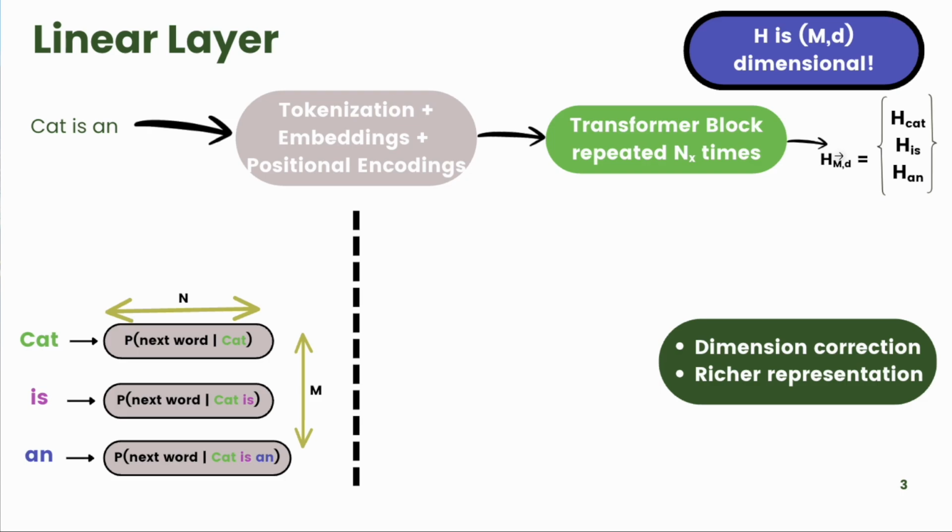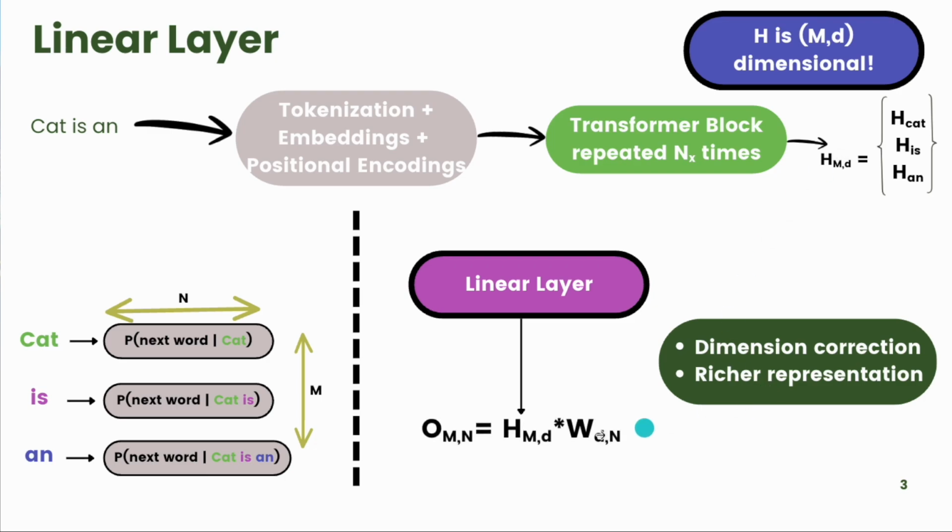So the linear layer is very easy. You just take a matrix W, which is of size D cross N, and you multiply this matrix from the right to the output from the transformer. So the output from the transformer is H, as we discussed earlier, and this is of size M cross D. And when you multiply it by a matrix which is of size D cross N, the result is the output, which is of size M cross N. So M cross N is actually the size we were looking for, and now we have the correct size. Moreover, this W has trainable parameters, so the model can transform the output accordingly if needed.